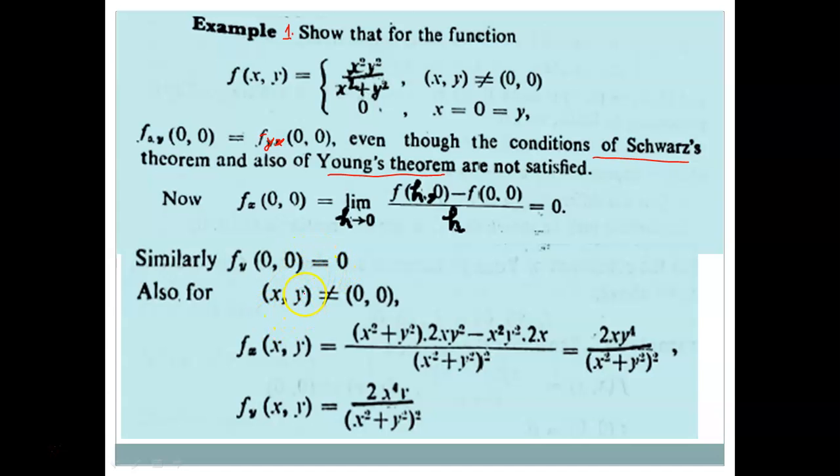Now when (x, y) is non-zero, then f_x, if we simply calculate from this part by the conventional method, we partially differentiate this with respect to x, we get this type of expression, right? And for y, if we are differentiating, we are getting this type of expression: twice x to the fourth y divided by x squared plus y squared, and it's a whole square, right?